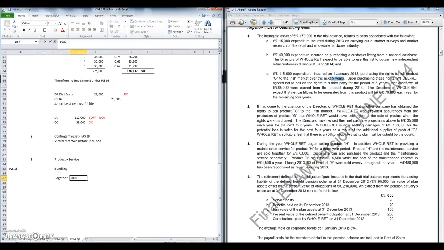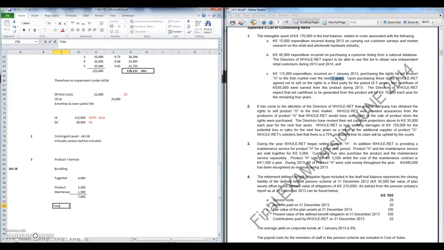they cost 6,000. The product separately costs 5,500, and the maintenance costs 1,500 a year, right? So it's important to understand that. The total of them separately actually costs 7,000. And what they've done is they've sold 80 products during the year.